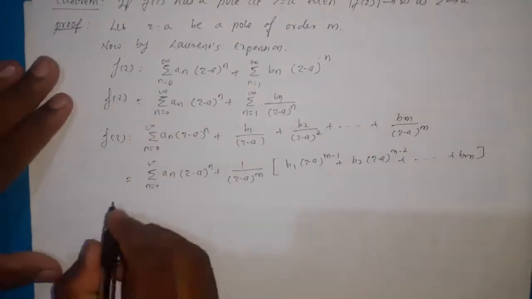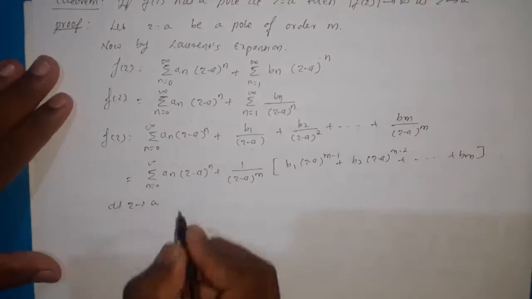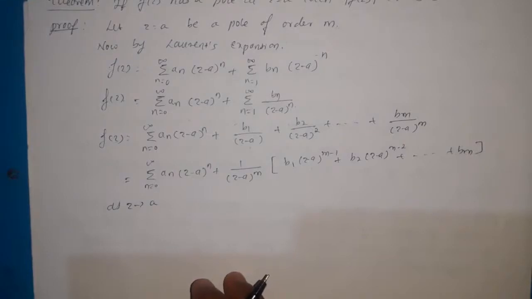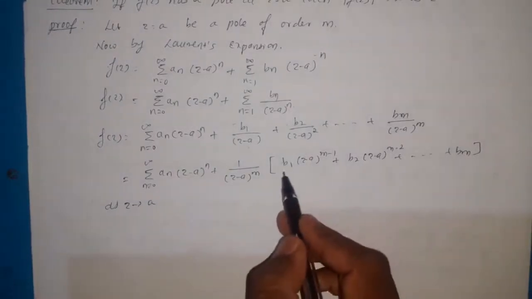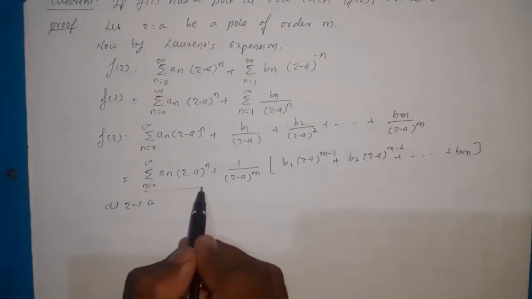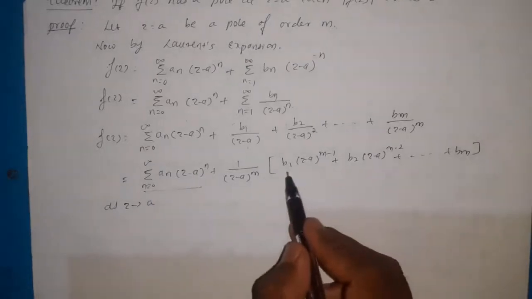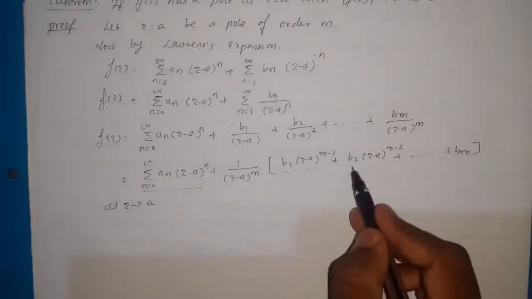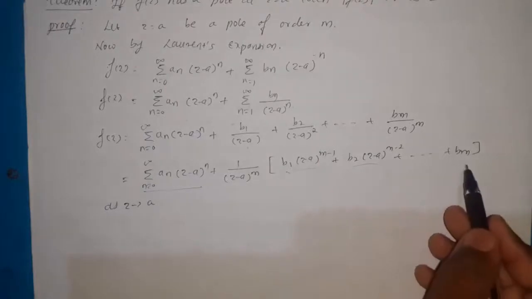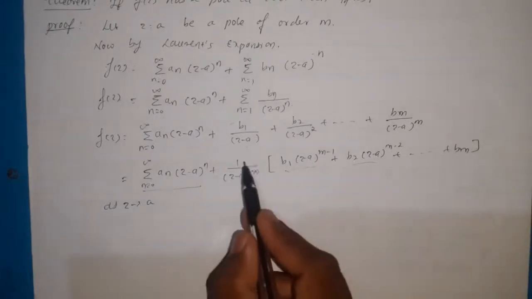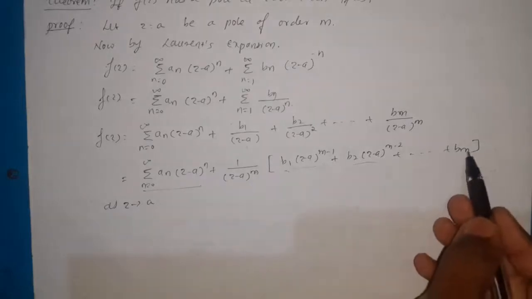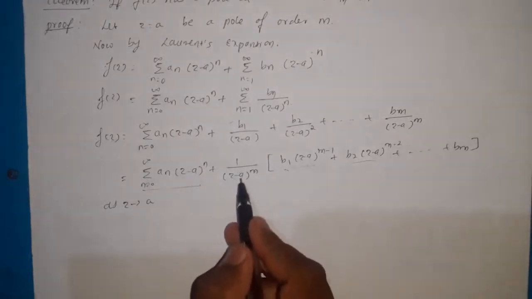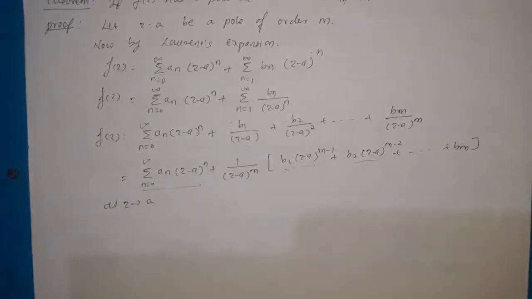Now here, as z tends to a, this term tends to 0, and in this expansion all the terms with powers of (z - a) are 0, so the whole bracket is equal to bm. And the remaining thing is 1 divided by (z - a)^m into bm. As z tends to a, that becomes 1 by 0. So it implies that the whole function tends to infinity.